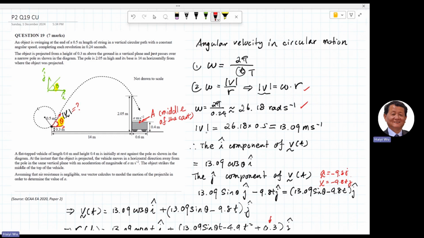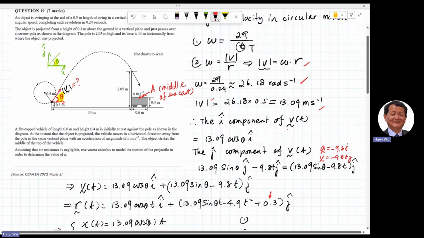The magnitude of the velocity is the angular velocity times the radius, so it'll be 13.09 meters per second. Now we're going to establish the projectile motion. So let's do the velocity function in relation. Let's do the i component first, which is x. The i component, the x component, is 13.09, the length of the vector, times cosine theta. We don't know what theta is.